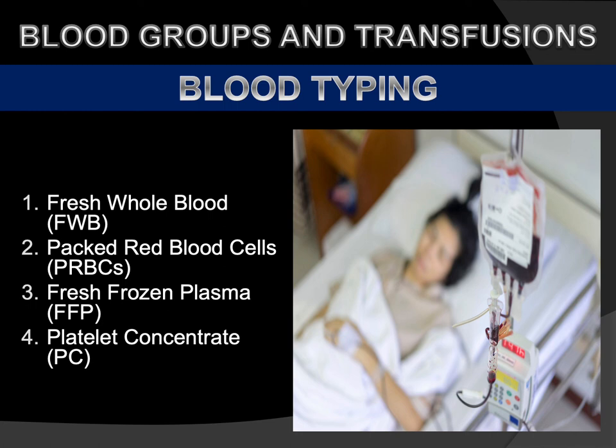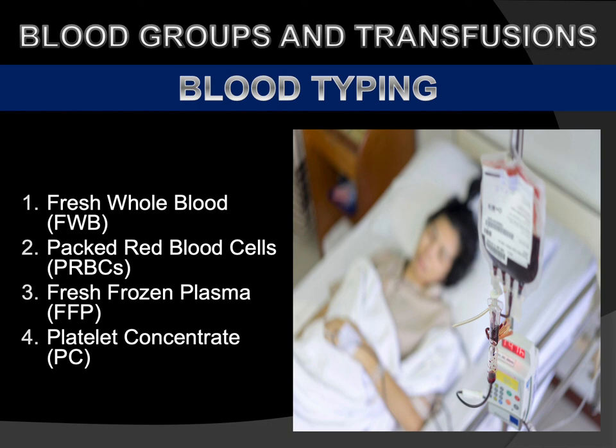Pwedeng ibigay ang fresh whole blood, usually for 4 hours, pack RBC for 4 hours, fresh frozen plasma for 4 hours, and platelet concentrate for 1 hour. Which means, beyond those hours, pag wala na sa blood bank or wala na doon sa freezer na 4 degrees Celsius, napapanis yung dugo. Kaya ang dugo, pag dinala sa ating nurses from the blood bank, malamig siya. That's why we warm it.